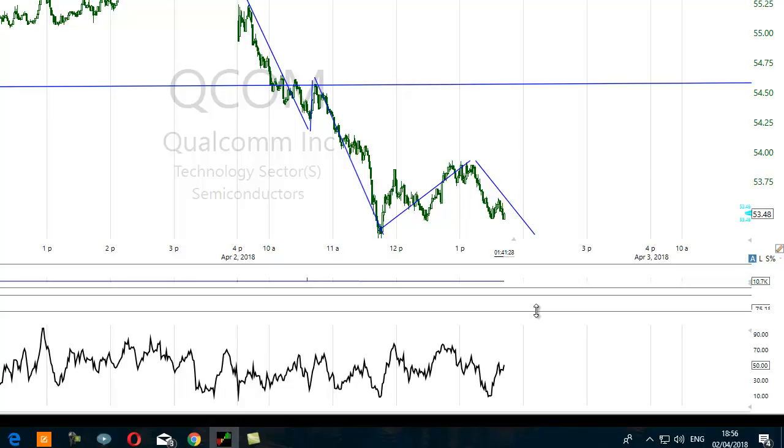Where is the support level? Where is the resistance level? Pay attention to the market patterns.